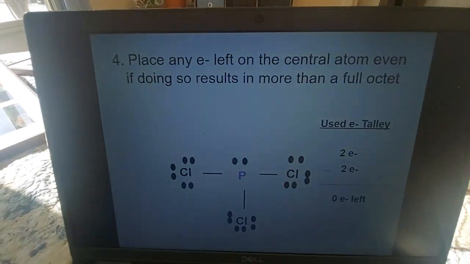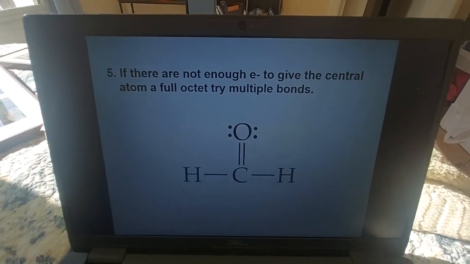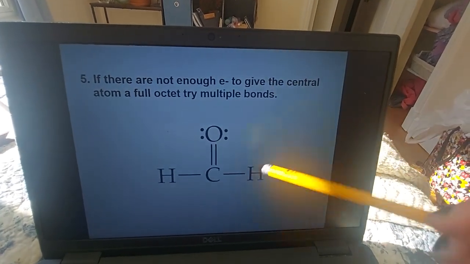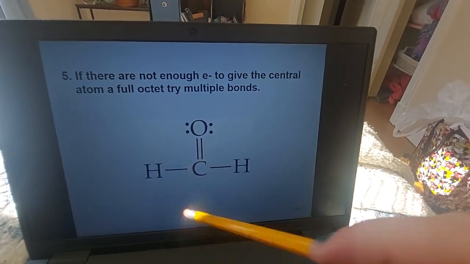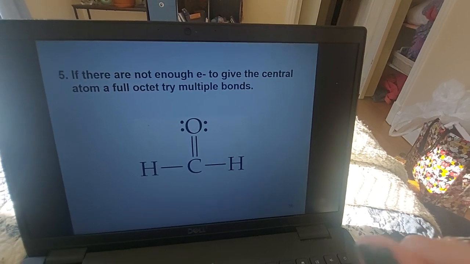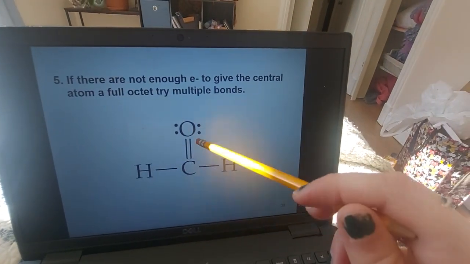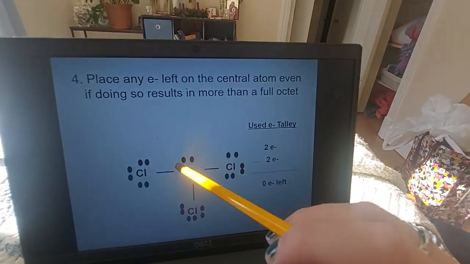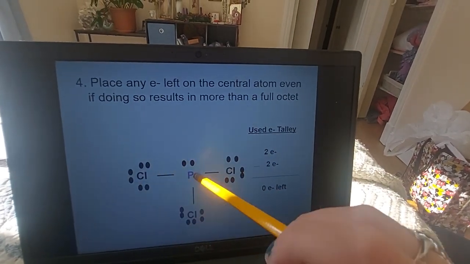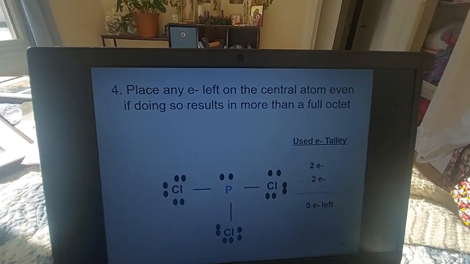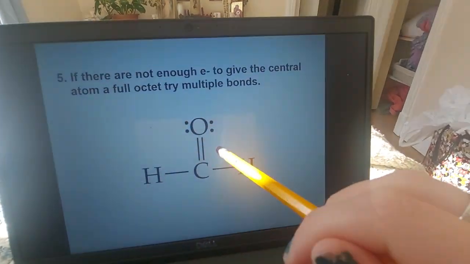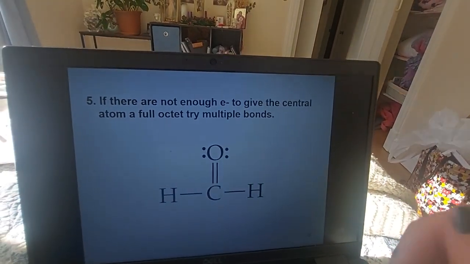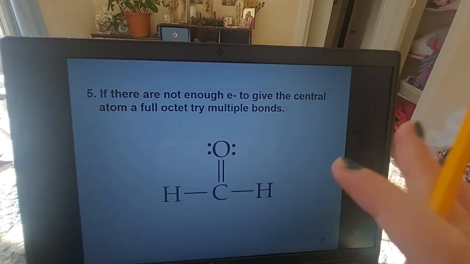Now, there's some other rules that we're going to talk more about in person. Like sometimes if there's not enough electrons to give the central atom a full octet, you have to try different bonds to get it to do that. Like here, we have 1, 2, 3, 4, 5, 6, 7, 8, so the central atom's happy. It has its full octet. Here, they had to move some stuff around, okay? But we're going to just start with some easier ones here.